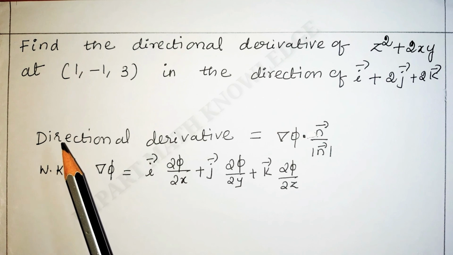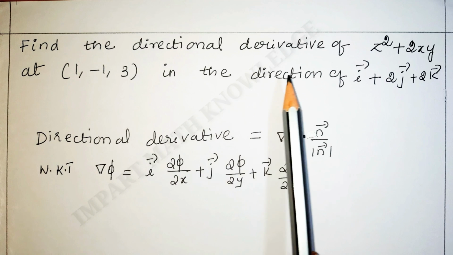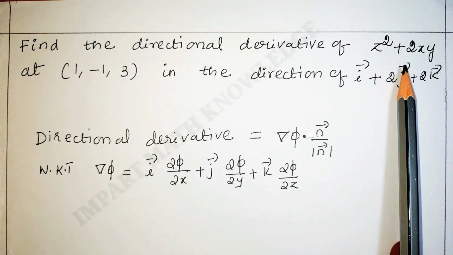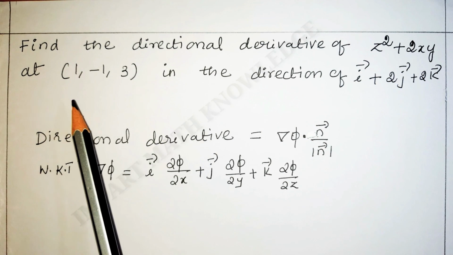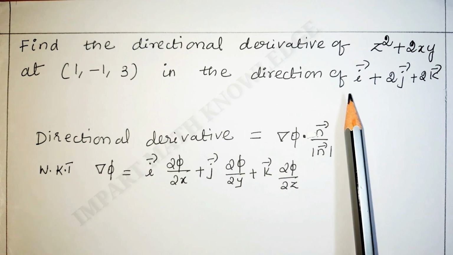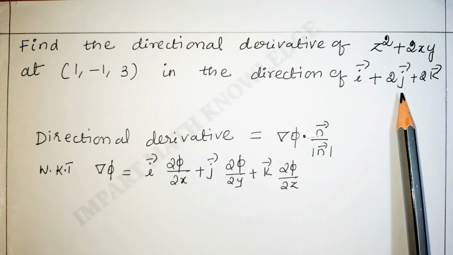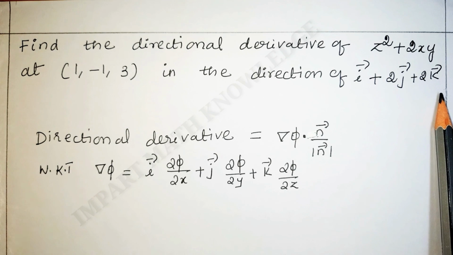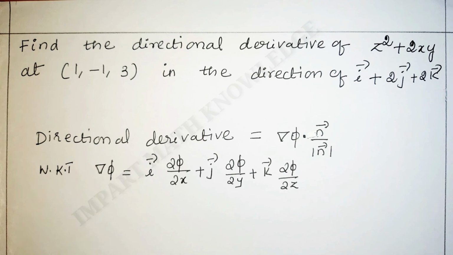Let us move on to the problem. Find the directional derivative of z square plus 2xy at 1, minus 1, 3 in the direction of i vector plus 2j vector plus 2k vector. In this problem, you have to find the directional derivative. For that, first we have to find del phi.